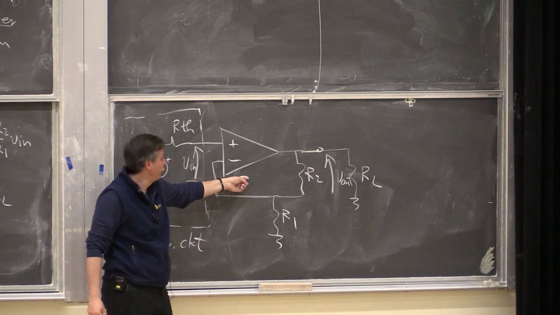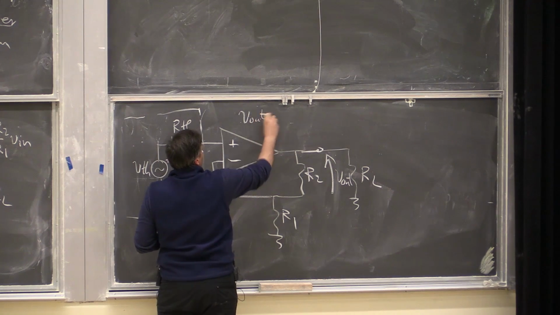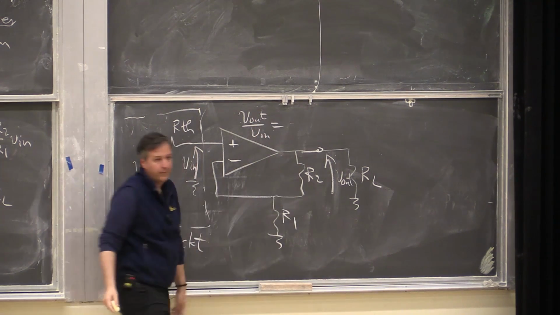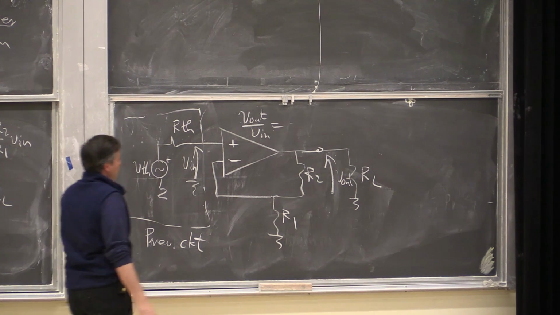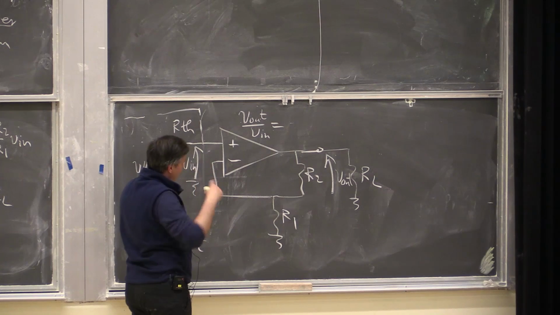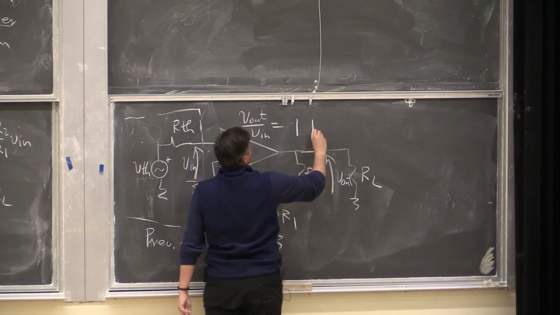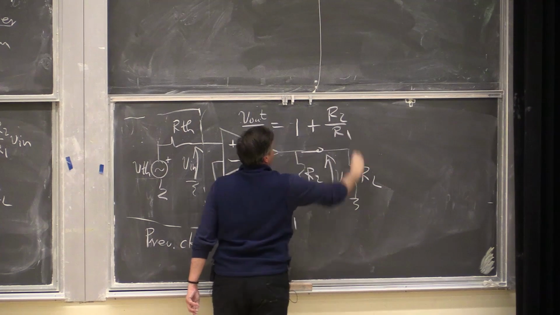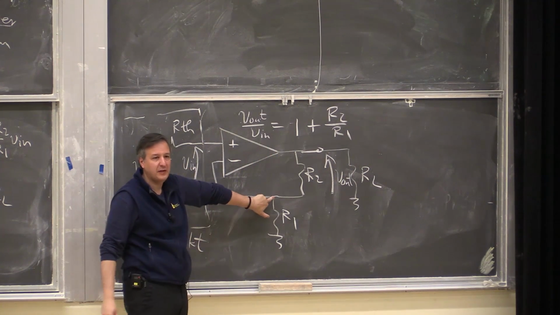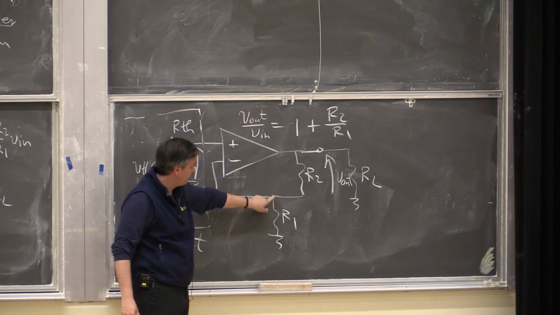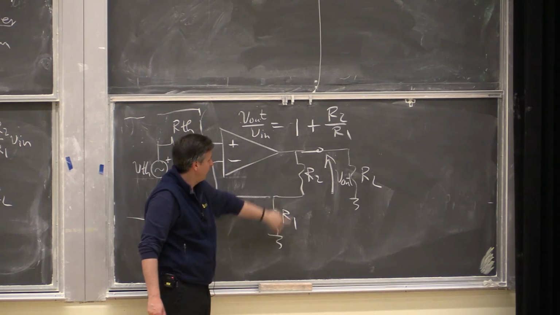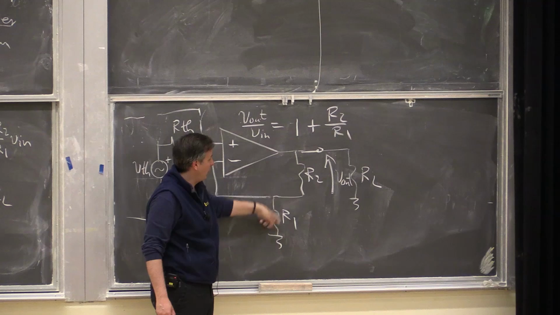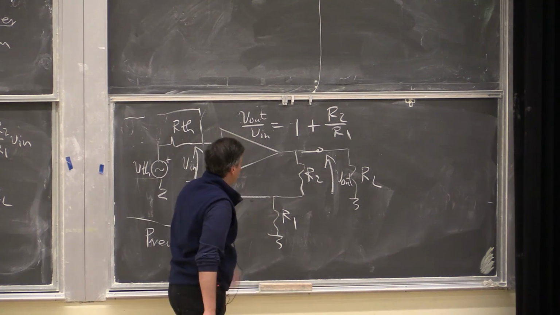What was the gain of this one, V out to V in? Does anyone remember? Okay, it's the other way around, but you're close. It's 1 plus R2 over R1, simply because V in is the same as this potential. So then the current that flows through here is V in over R1. No current flows here, so this voltage is then V in over R1 times R2, plus V in. Okay, so this is the gain.